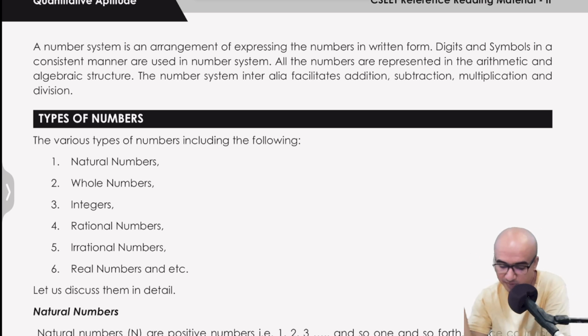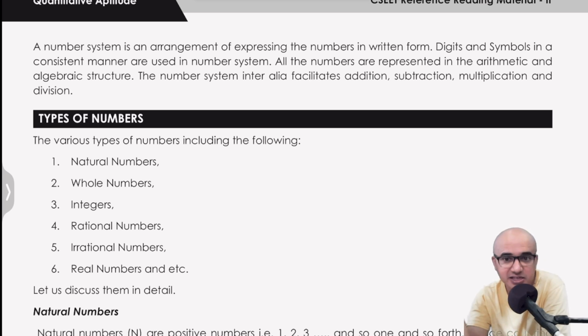Then they also talk about the arithmetic and algebraic structure. See, what you have to understand is that a number system is not an isolated entity. They're organized within a framework that supports both arithmetic and algebraic operations. This means that the number system is designed in such a way as to handle the basic mathematical operations like addition, subtraction, multiplication, division. So it facilitates all these operations.